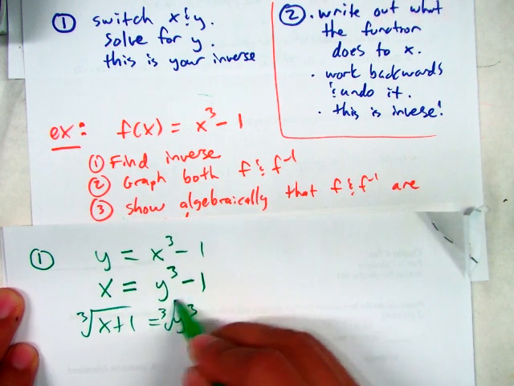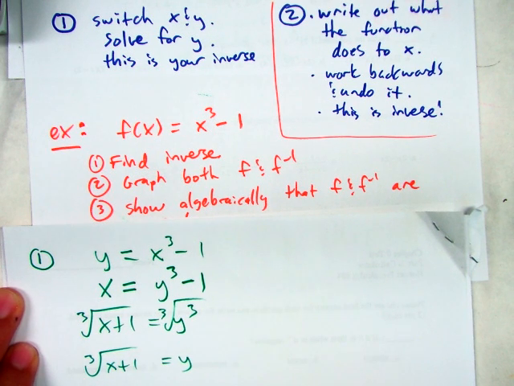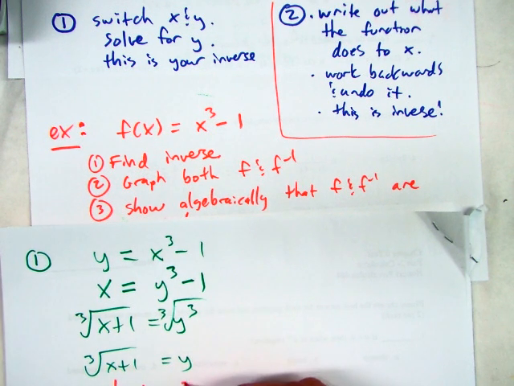So now y equals the cube root of x plus 1. This is the inverse. So I would always write it over. f inverse of x equals cube root of x plus 1.